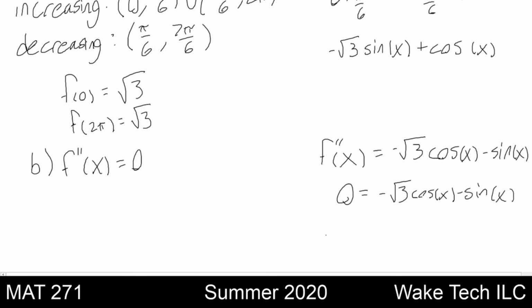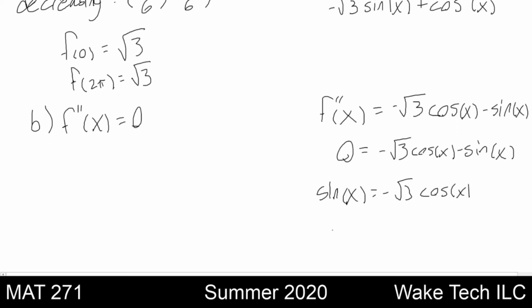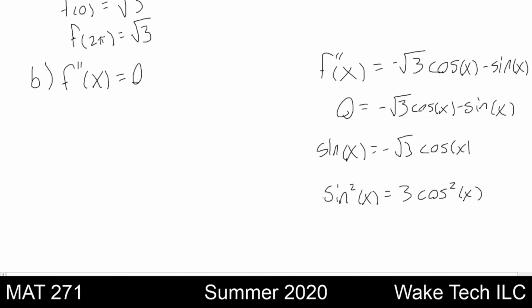We can move the sine over and have sine of x is equal to negative square root of 3 cosine of x. When we square both sides, we have sine squared of x is equal to, or I guess positive, 3 cosine squared of x. And we do the same thing we did before, which is we turn one of the functions into 1 minus the other function. I would recommend the one that does not have a coefficient if one exists, like in this problem. Sine squared is 1 minus cosine squared.